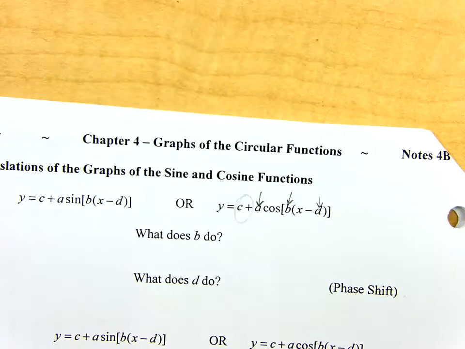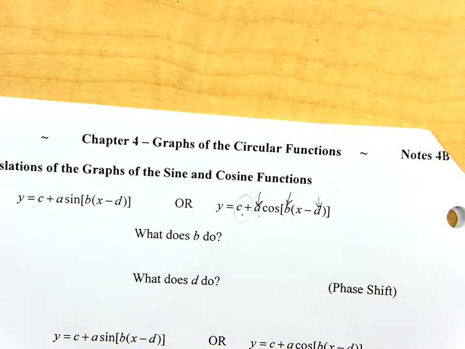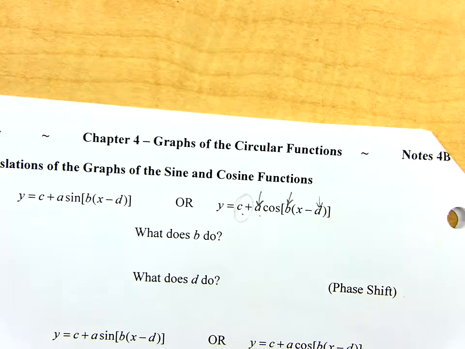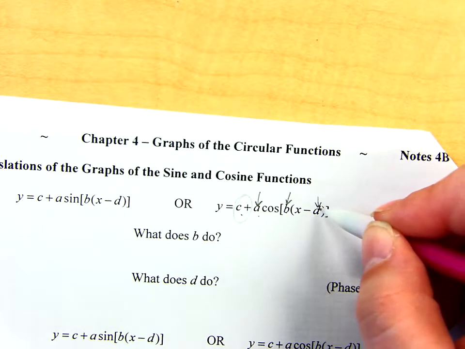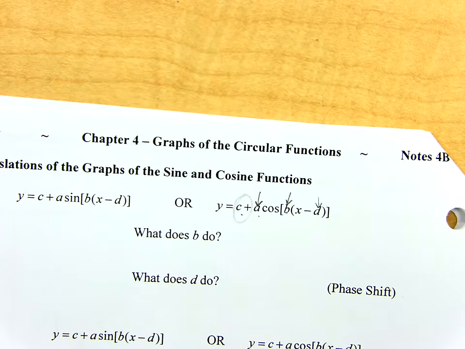So, real quick again, C moves it up or down, A is your amplitude, stretches it taller, squishes it down shorter. B is the same thing as the period, as it has been, so we're stretching or condensing horizontally. And then D is called a phase shift. It's literally picking your graph up and moving it left or right. Okay, so those are the pieces.